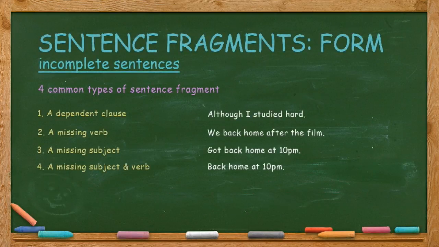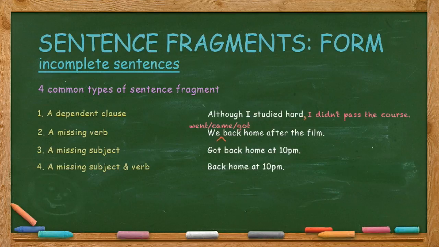Let's look at the form for 4 common types of sentence fragment. 1 is a dependent clause, although I studied hard. To make it a complete sentence, you need to add an independent clause. For example, although I studied hard, I didn't pass the course. Example 2 has a missing verb. We back home after the film. So, you need to add a verb. We went, came, or got back home after the film.